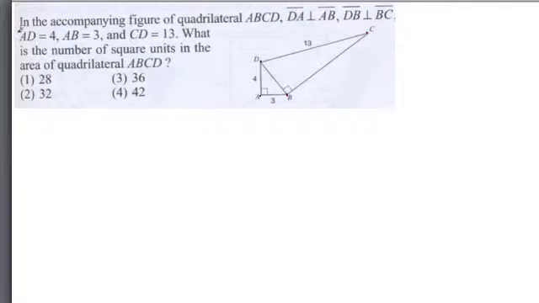Now it also tells you AD equals 4, that's right here. AB equals 3, and CD equals 13. What is the number of square units in the area of quadrilateral ABCD? My way of solving this is going to be using triplets and finding the areas of the triangles we have. The two triangles I see, that's ADB, this smaller triangle, and this larger triangle CBD, and adding them together. So you might see this right away.